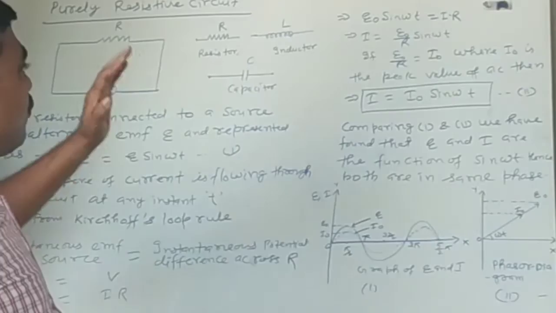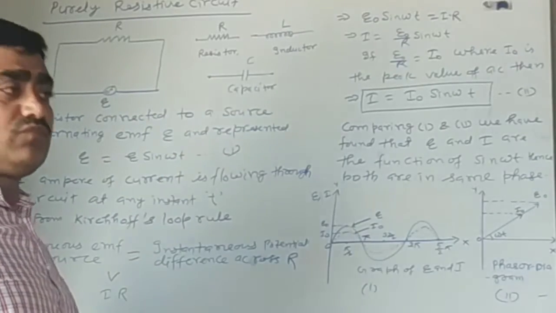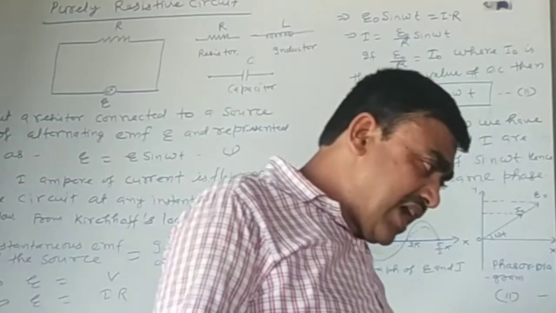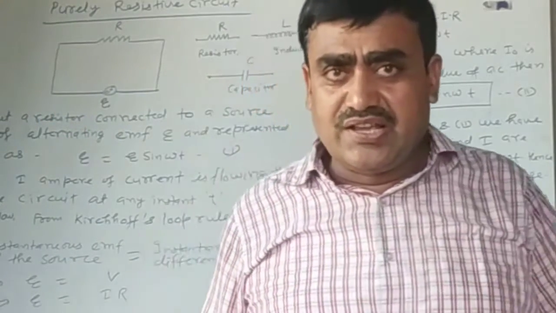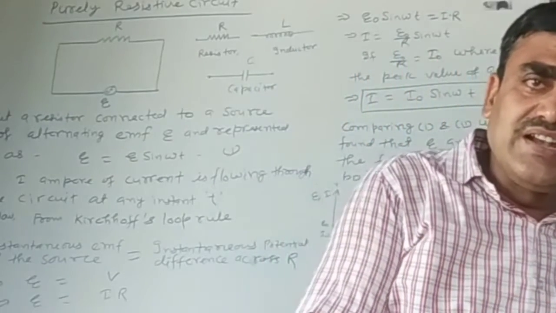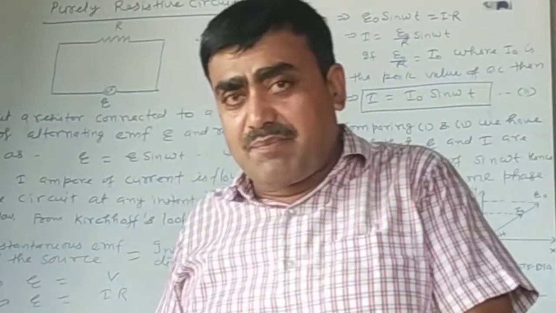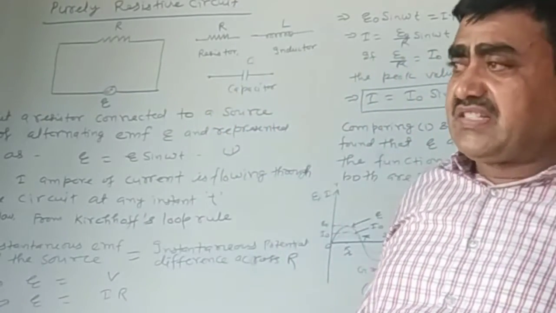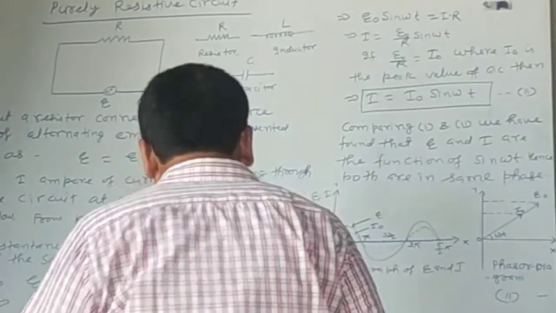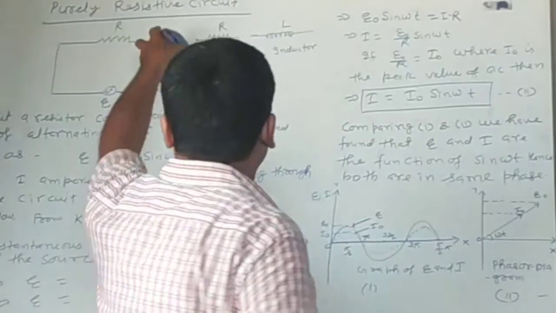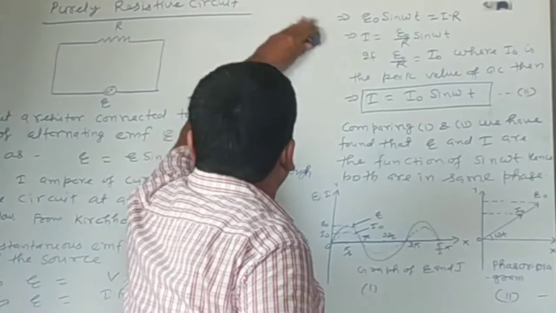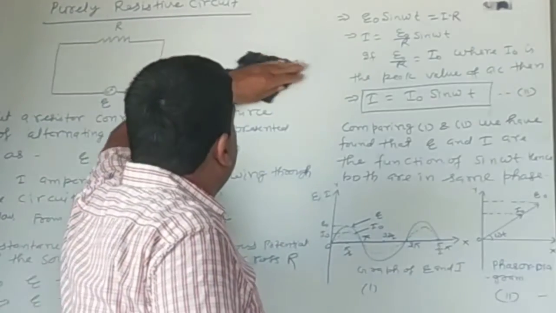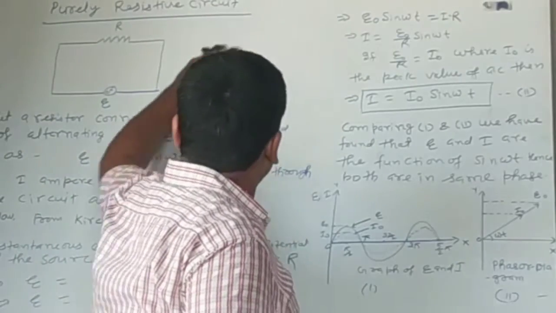Here I am going to explain an AC circuit which has either resistance only, or inductance only, or capacitance only. First one is here: an AC circuit containing resistance only.